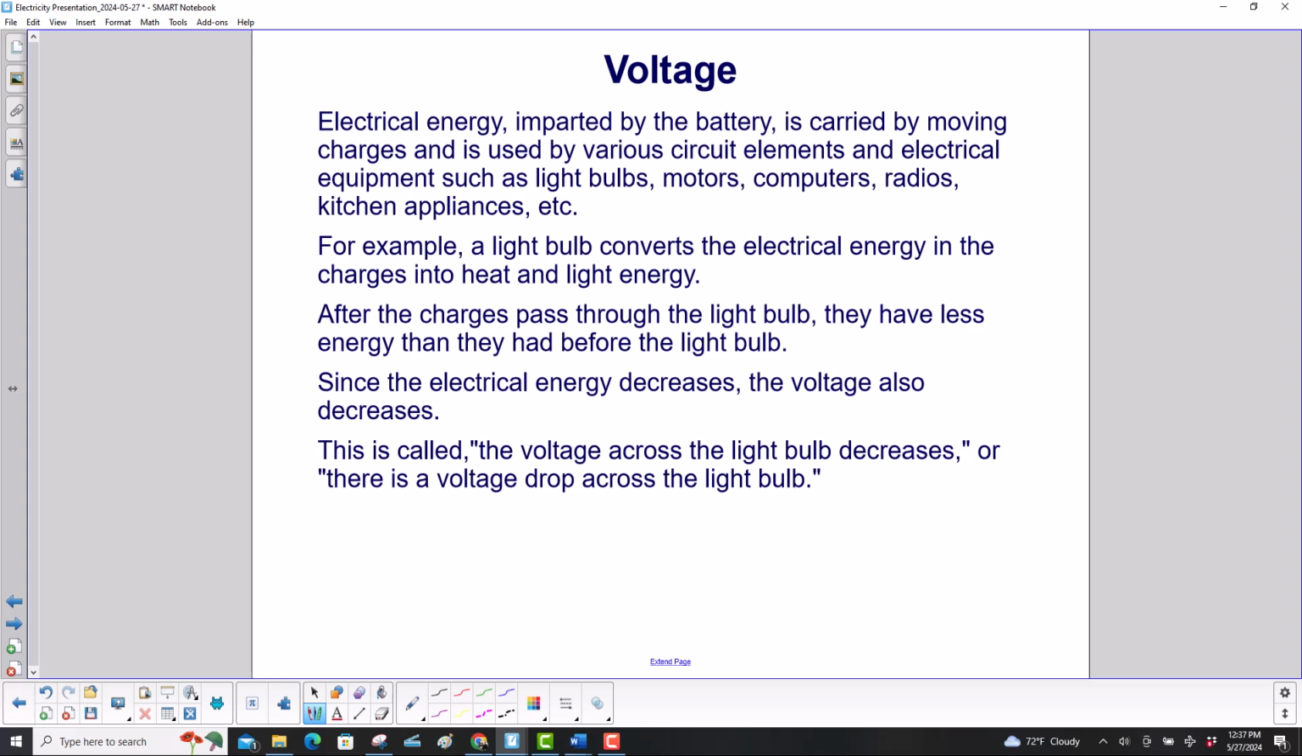For example, a light bulb converts the electrical energy in the charges into heat and light energy. After the charges pass through the light bulb, they have less energy than they had before the light bulb. Since the electrical energy decreases, the voltage also decreases. This is called the voltage across the light bulb decreases, or there's a voltage drop across the light bulb.